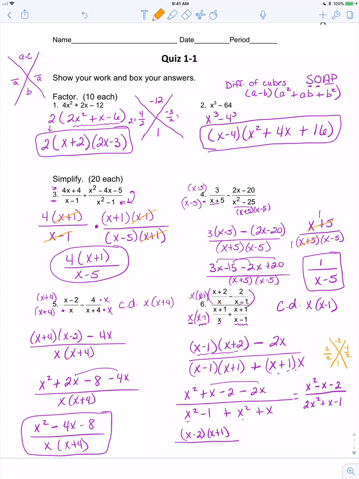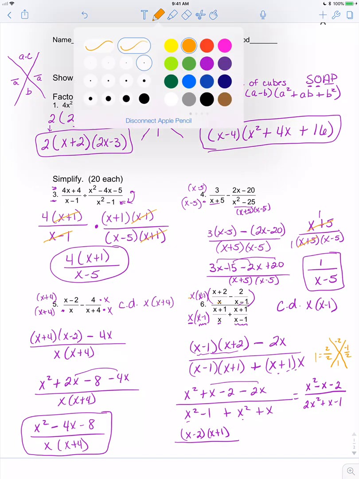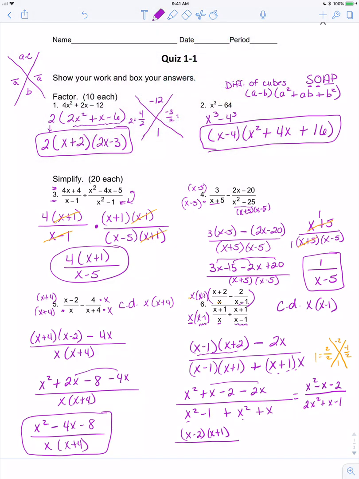And so that reduces to a 1 here. So that factored is x plus 1. And this doesn't reduce, so we've got 2x minus 1. And these x plus 1s will reduce, leaving us with x minus 2 over 2x minus 1 as our final answer. Hopefully that'll help just a little bit as a refresher to do that last review.